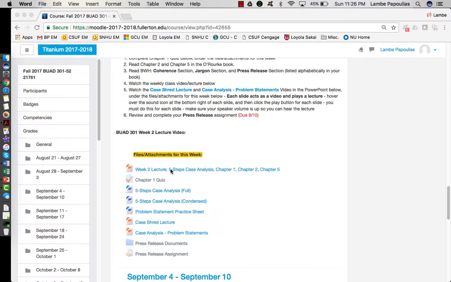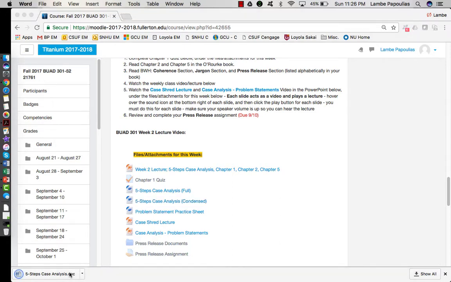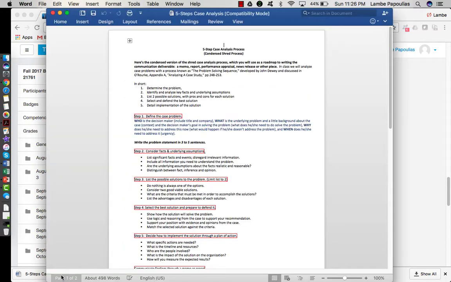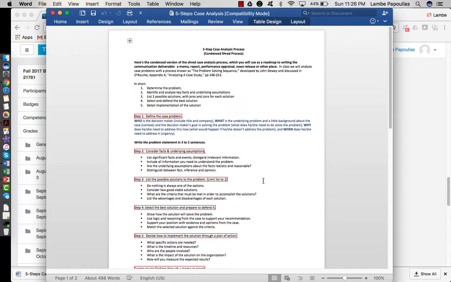So let's go ahead and close this full version out. What I want to do is look at the condensed version. So this is the condensed shred process. Step 1, define the case problem. Who is the decision maker? Include the title and company. What is the underlying problem and a little background about the case? Why does he or she need to address this? Always keep in mind, write the problem statement in 3 to 5 sentences.